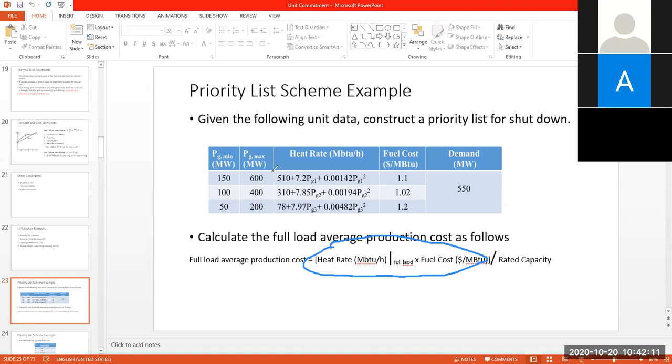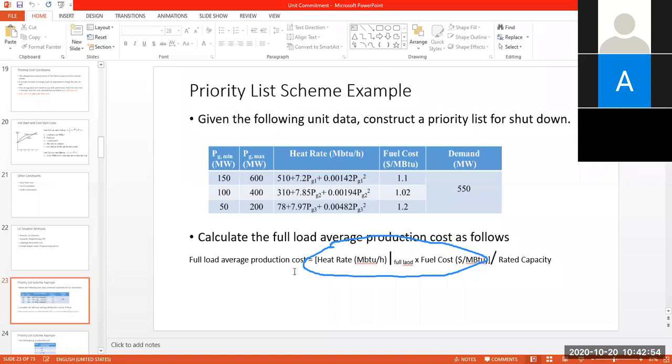That means again you are dividing it by 600. So what are you doing? Basically, if you are looking for the full load production cost for the first unit, you simply put 510 plus 7.2 times PG1, which is 600 here, plus 0.0012142 times 600 squared, and multiply by 1.1. In this expression you put the full load value and multiply by 1.1. Whatever value comes is what you expect from this bracketed term, and then you divide it by this value 600 for unit number 1, and so on.